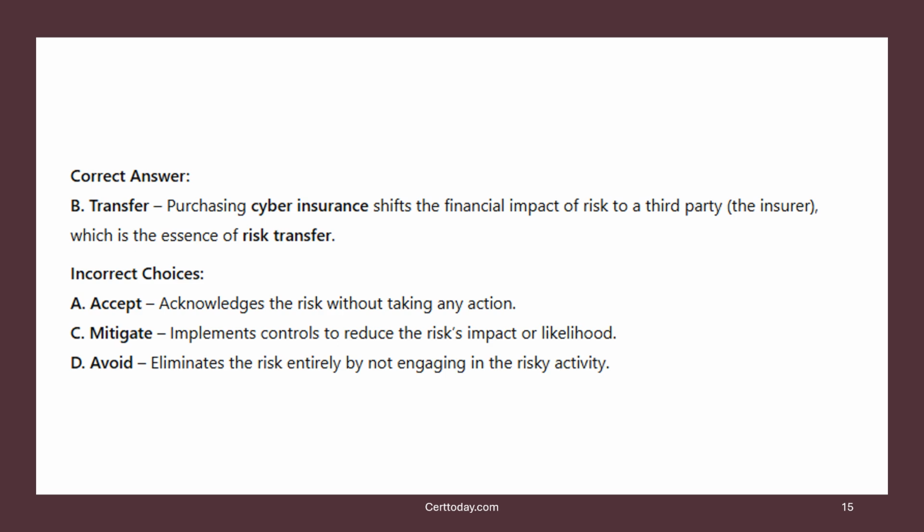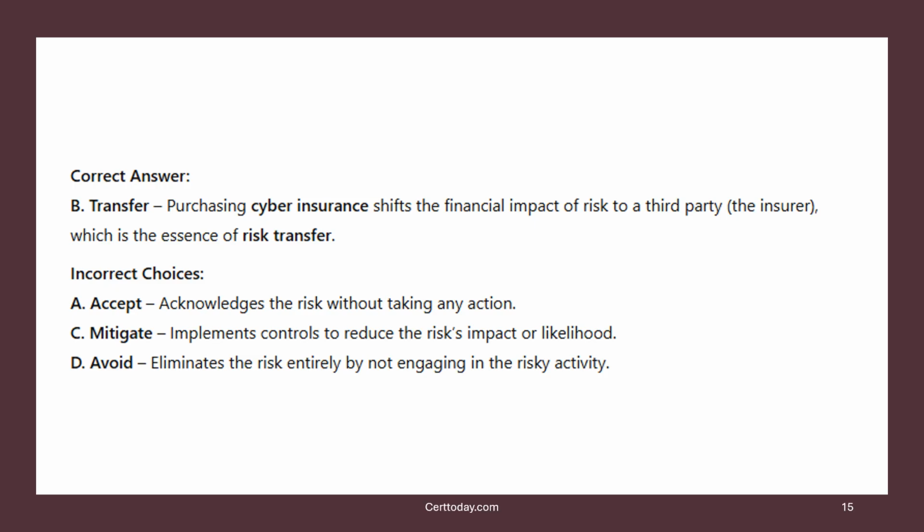Now, A is incorrect because accept acknowledges the risk without taking any action. So that residual, after you have implemented all controls, there is always some level of risk called the residual risk. And when that risk is small enough, or let's say that it's not worth investing any effort, time, or money, then a lot of companies accept. At some point, you have to accept some level of risk because it is impossible to mitigate risks 100%, holistically speaking, right?